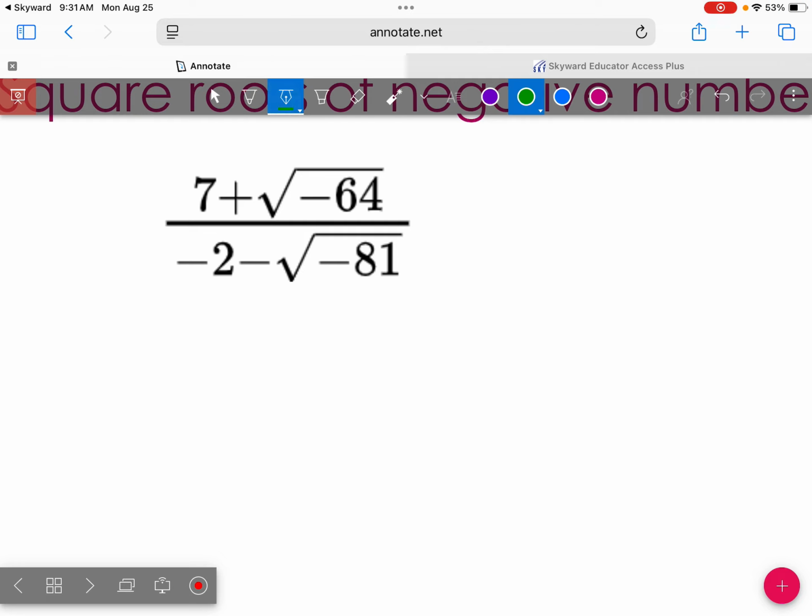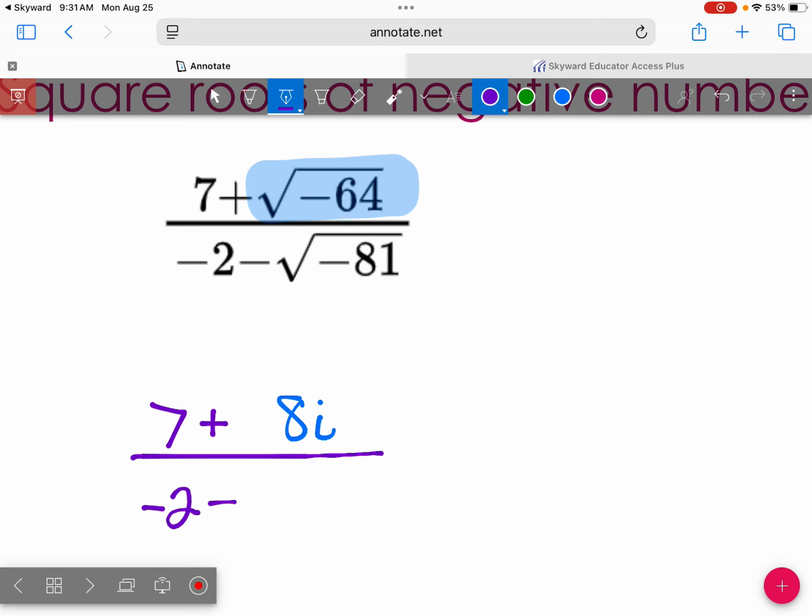Because I can rewrite this, our 7 plus the square root of negative 64 over 2 minus the square root of negative 81. Rewrite this without the radicals. 7 plus, what is the square root of negative 64? 8i. Switch it to blue. There we go. And our denominator, we have negative 2 minus the square root of negative 81. What's the square root of negative 81? 9i.